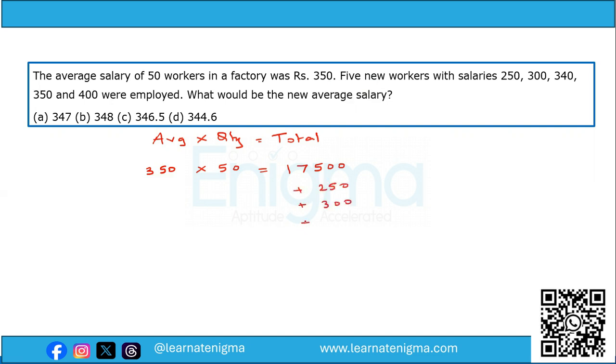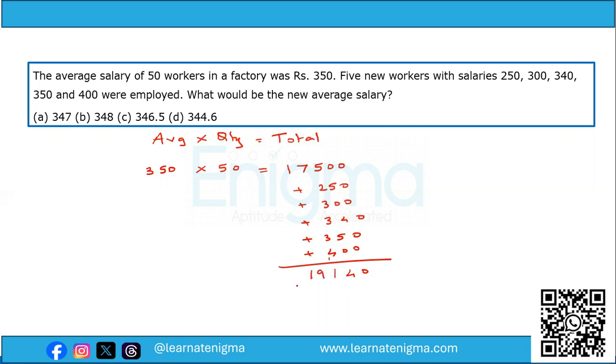300, 340, 350, and 400. Now, if we add this up, this becomes 0. 5 plus 4, 9 plus 5, 14. So 4, 1 carryover. 5, 8, 11, 14, 16, 21. So 1 and 2 carryover.